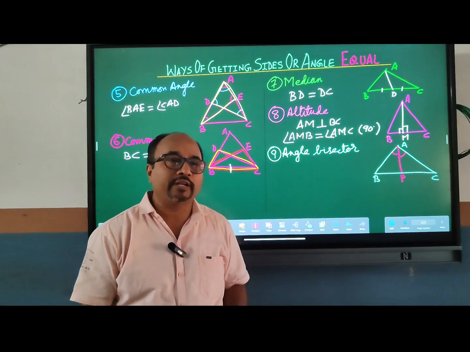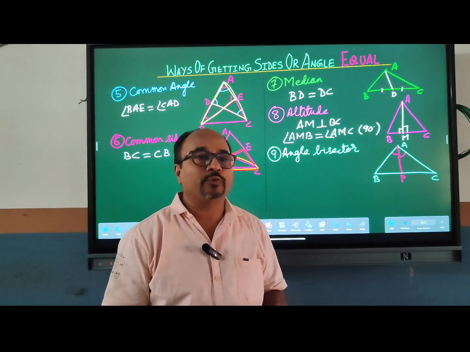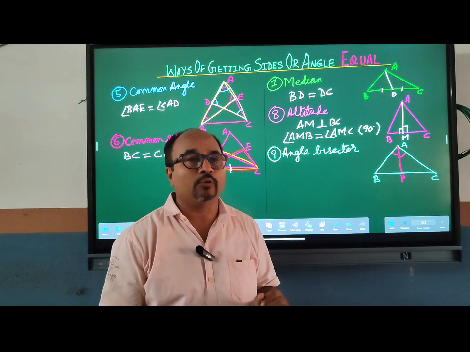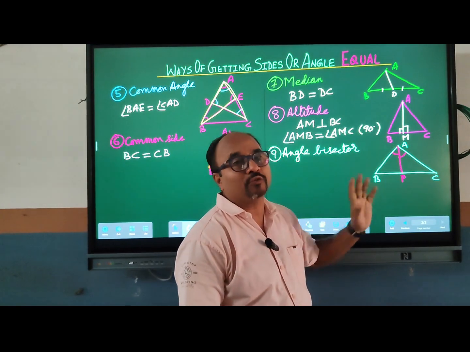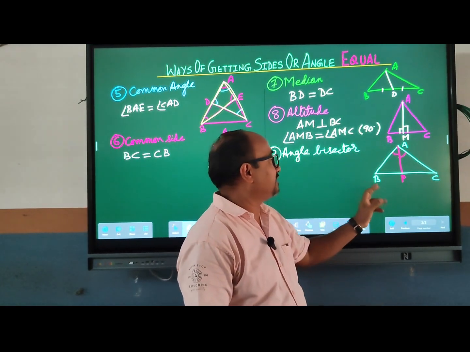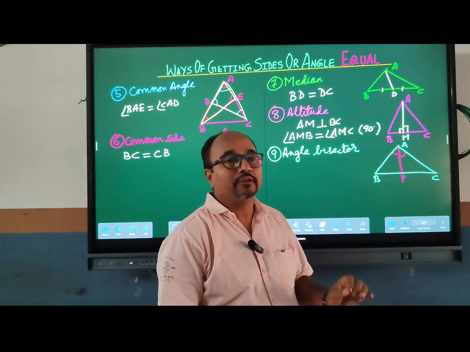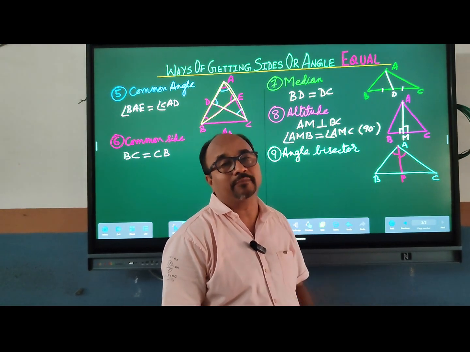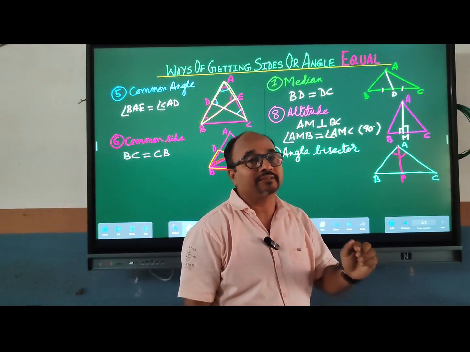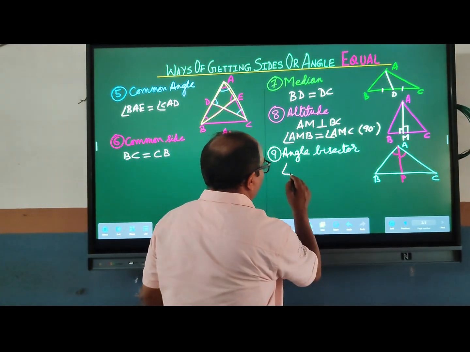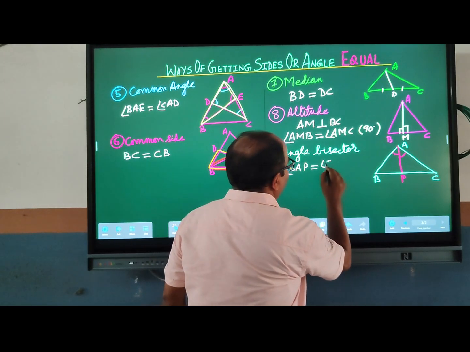Now we come to the next one, the angle bisector. Angle bisector is a line which will divide the angle into two equal halves. So in this triangle ABC, I have taken AD to be the angle bisector and as a result I will get angle BAD equals angle CAD. So the moment the question provides you with an angle bisector, see the figure and write the two angles as equal, mark it as equal. So we write here angle BAD equals angle CAD.